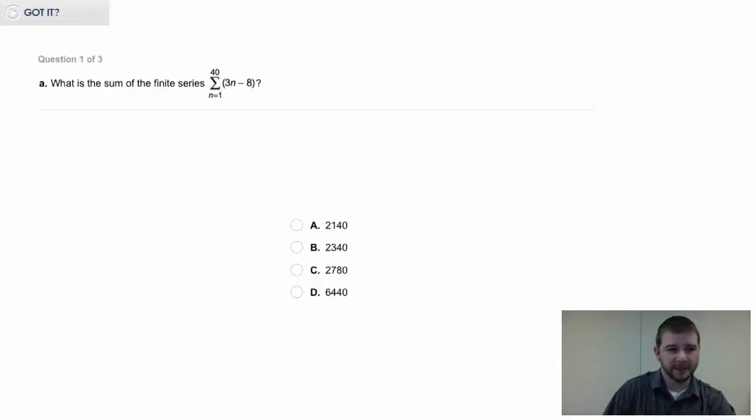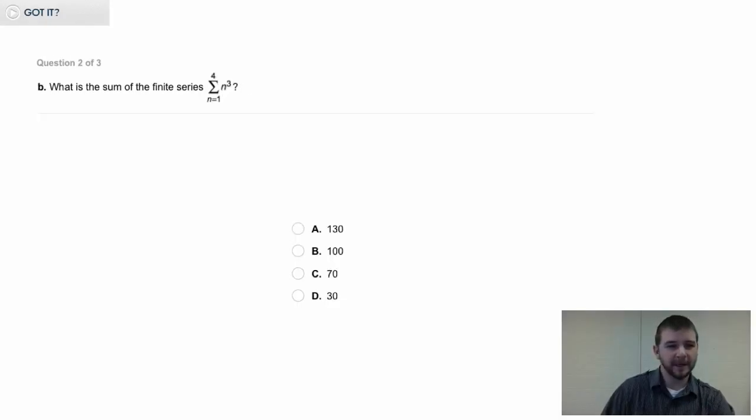And one of 3 chances to show you have got it after that example problem. What is the sum of the finite series shown here? Work carefully and make your selection from the choices below. B, what is the sum of the finite series shown here? Again, work carefully and make your selection from the choices below. And the third got it question. What is the sum of the finite series shown here? Work carefully and make your selection from the choices below.